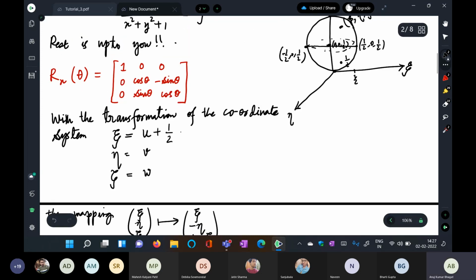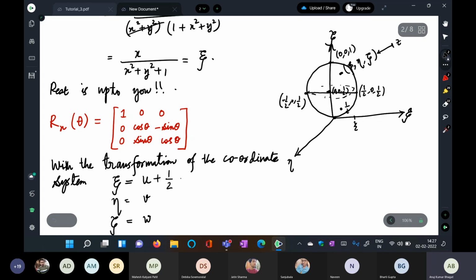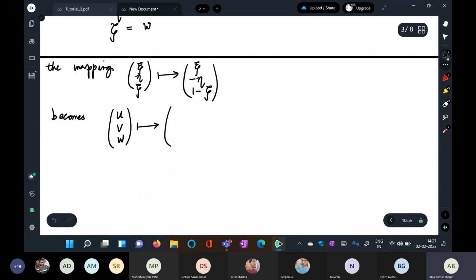What they have done is taken this as w plus half, but this will not be the case because the diameter is parallel to the z-axis, not to the zeta axis. I don't know why they have taken half here. Okay, I'll check. I will not waste much time on this. I'll definitely help you out with this one, but I'll check first. Sorry for that.